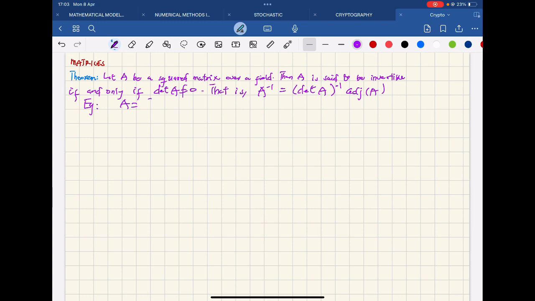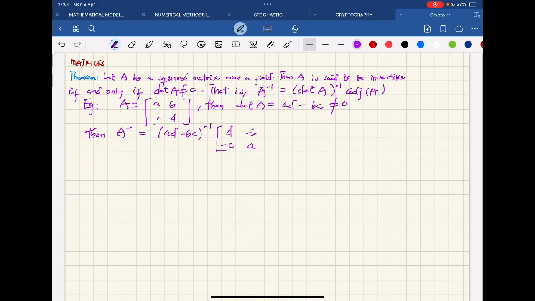if we have a matrix A of the form, then the determinant of A will be AD minus BC, which is not equal to 0. Then our A inverse will be equal to AD minus BC all inverse times the adjoint of the matrix A. And the adjoint of the matrix A is, we interchange D and A and we negate C and B.